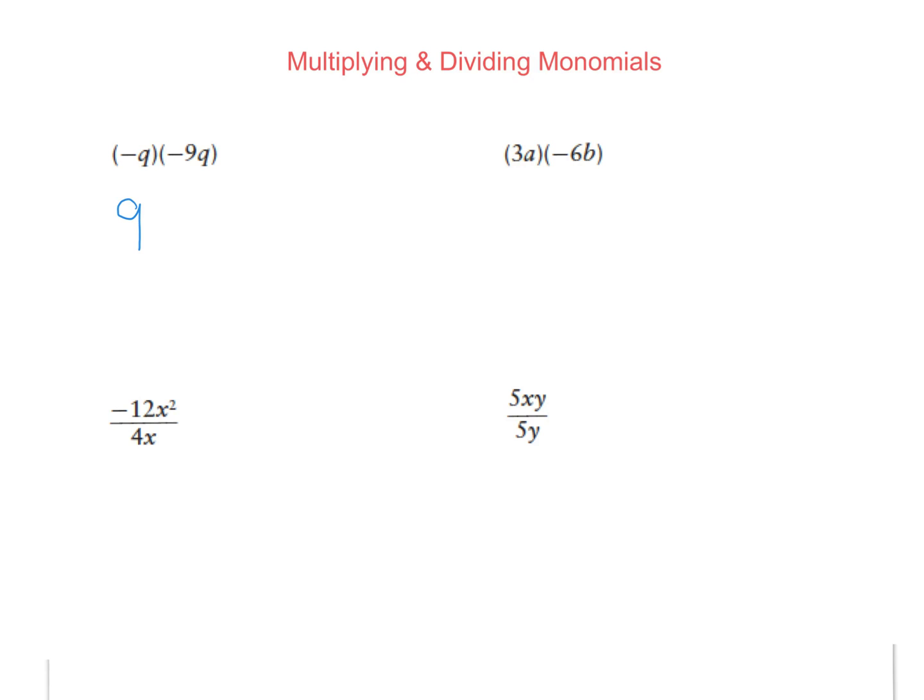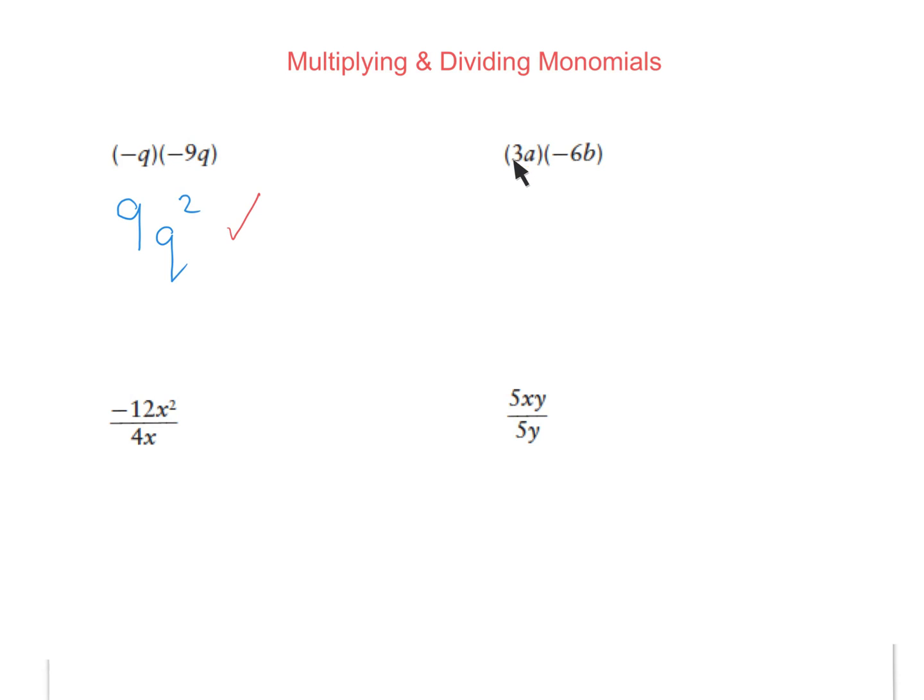And then we have q times q. Now there's a 1 on that for an exponent, and there's a 1 on that for exponent. So q times q is simply q squared. And that's it. Next one.